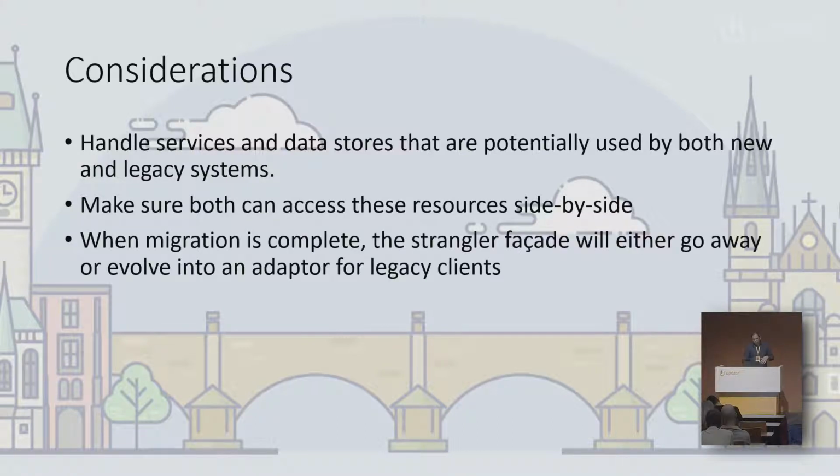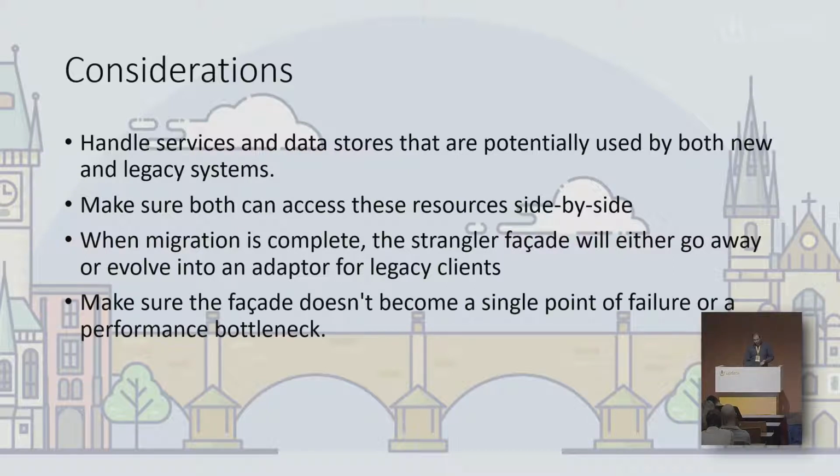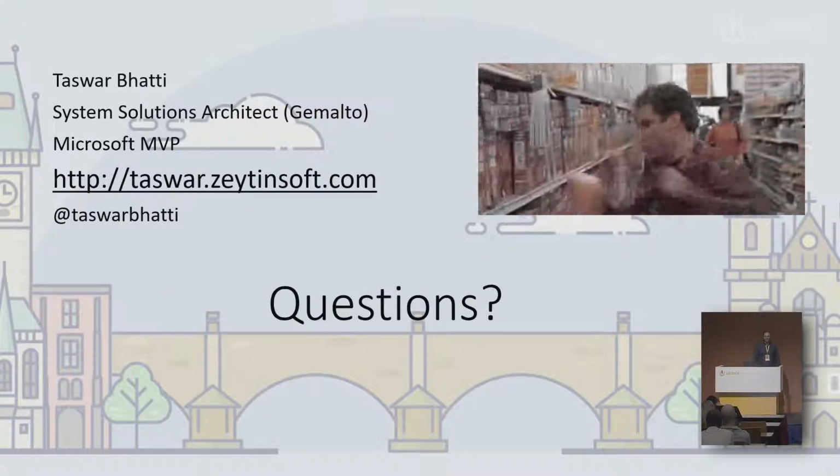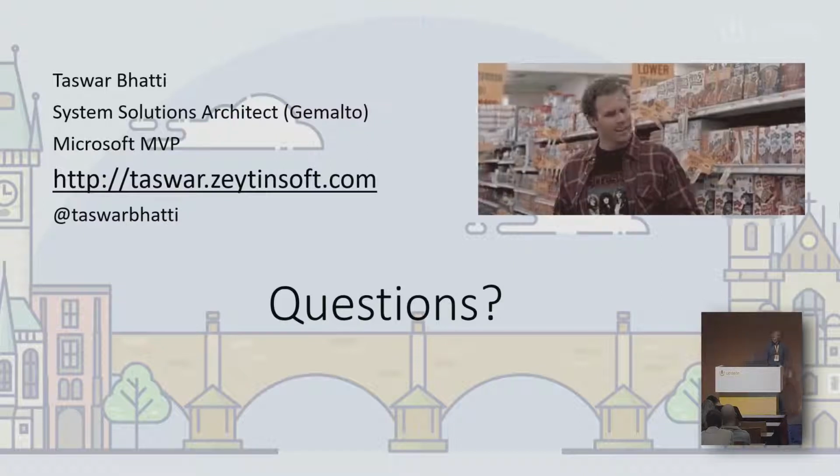When migration is complete, the Strangler facade either has to go away or evolve into an adapter for the legacy system. You have to either kill it or do something about it. Make sure the facade doesn't become a single point of failure or performance bottleneck. That's pretty much it. I'm done. Questions?